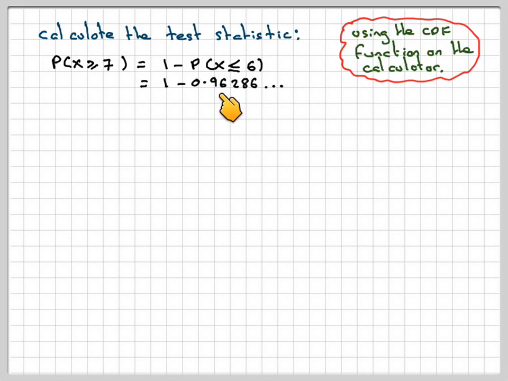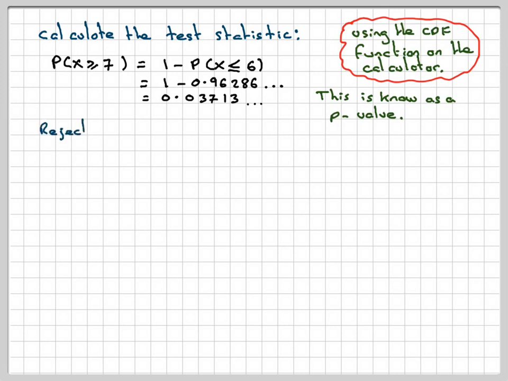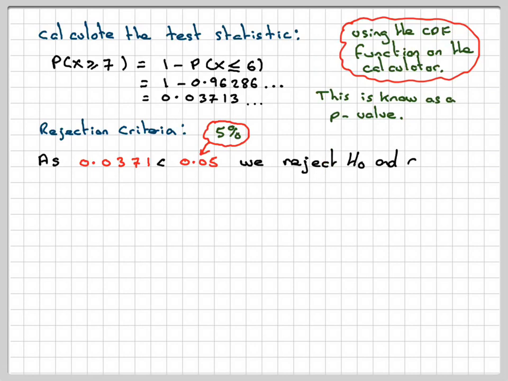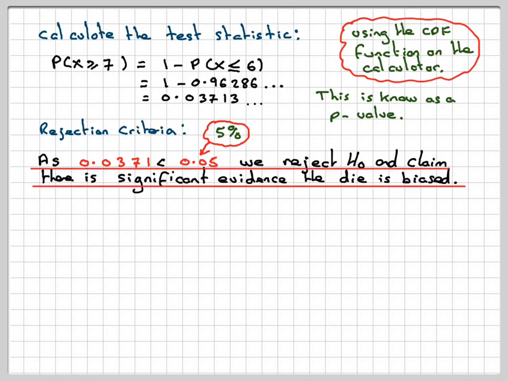Putting in the numbers, I get 0.96286, and then doing 1 minus that, I get 0.03713. This is known as the p-value for this particular test. Now the rejection criteria. 0.0371 represents 3.71%, and therefore 0.0371 is less than 0.05, or 5%. Therefore we will reject H0 and claim there is significant evidence the die is biased.